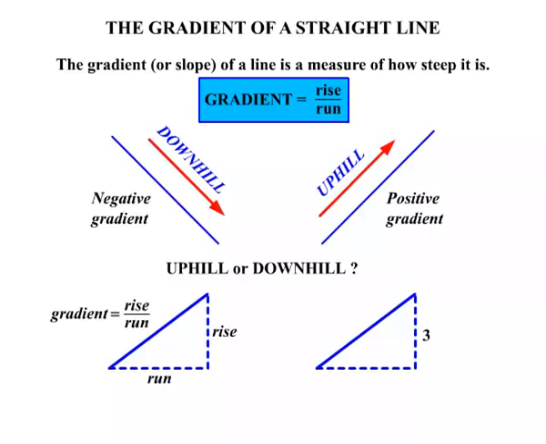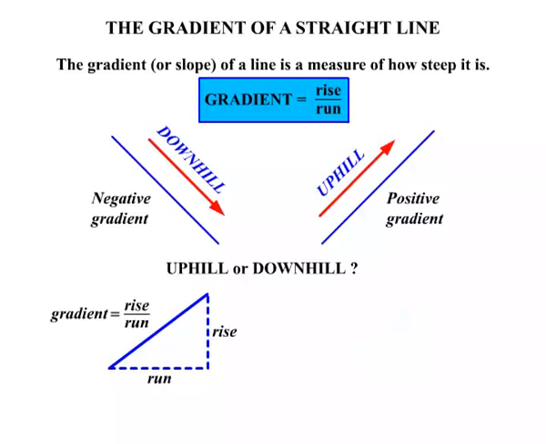If the rise was 3, the run was 4. It's going, what do we say? Uphill. So it has a positive gradient. We would say the gradient equals the rise over the run. The rise is 3 over the run, which in this case is 4. So we'd say in this case the gradient there is 3/4.